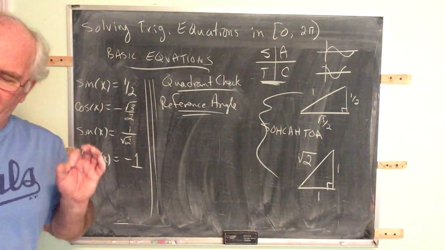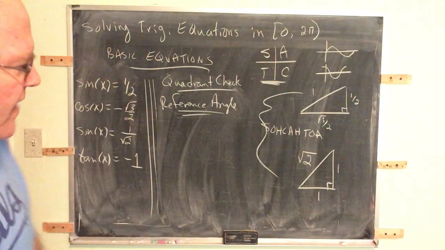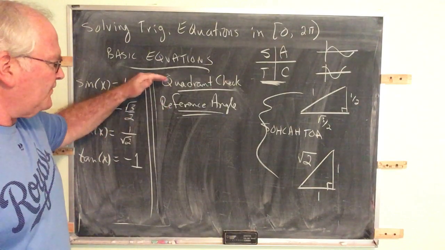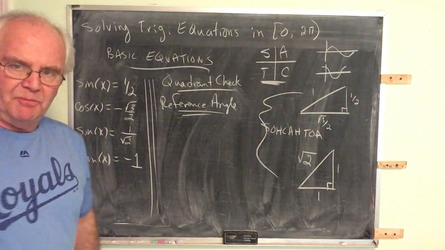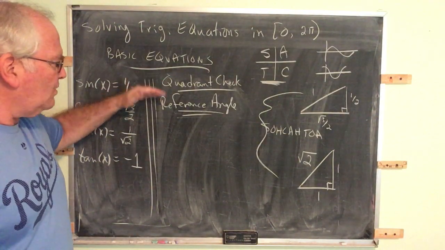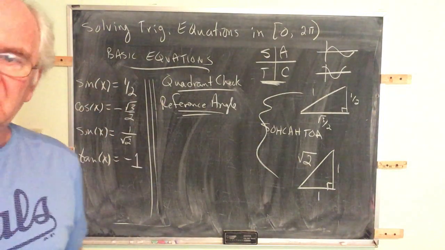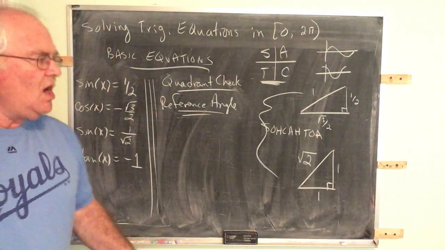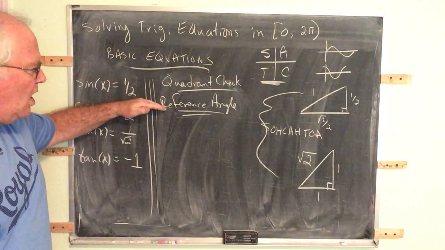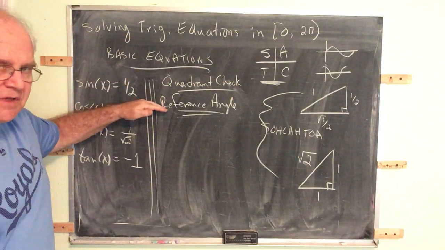Now, a common error students make is they do reference angle, but they forget the quadrant check, or they do them in the wrong order. So, here it is. This is your memory device. Quadrant check, reference angle. Which one happens first? The answer is it's alphabetical. Quadrant check, Q comes before R. Quadrant check comes before reference angle.